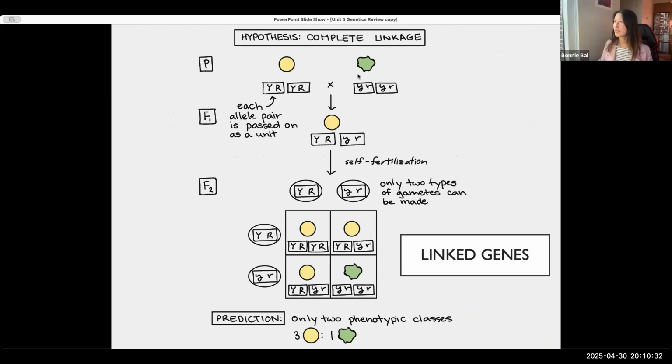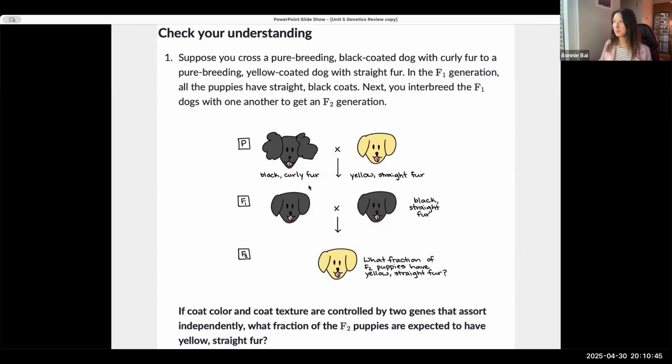This picture shows you once again the linked genes and how it doesn't follow the independent assortment rules. Okay, and then we have just another example pretty similar to the one that we did before. Very quickly looking at this, it's asking you what fraction of the puppies are expected to have yellow and straight fur. So yellow in this case should be recessive because all the first generation have black fur. And then the straight fur is dominant.